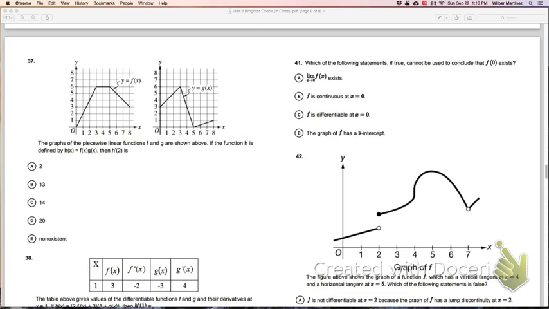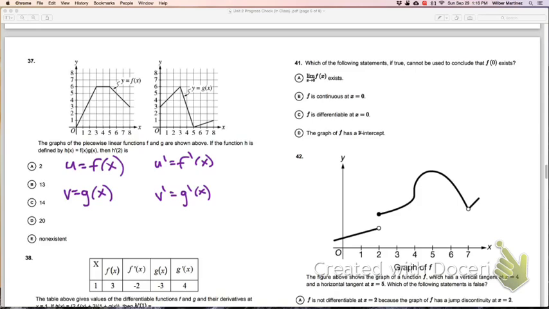For the first one, it says the graphs of the piecewise linear functions f and g are shown above. If the function h is defined by h of x equals f times g, then h prime of 2 is blank. So again, if we're trying to find the derivative, we need to use the product rule. The product rule says that u would be equal to the first function f of x, and that v would be equal to the second function g of x. u prime is f prime of x, and v prime would be g prime of x.